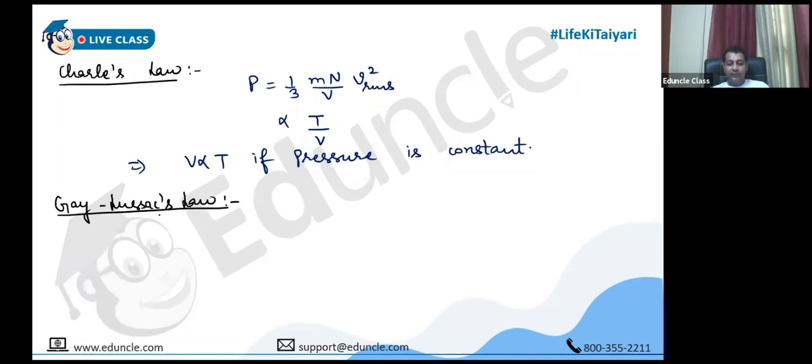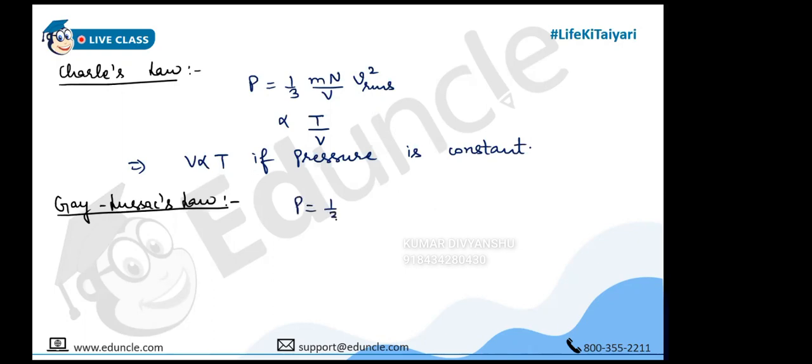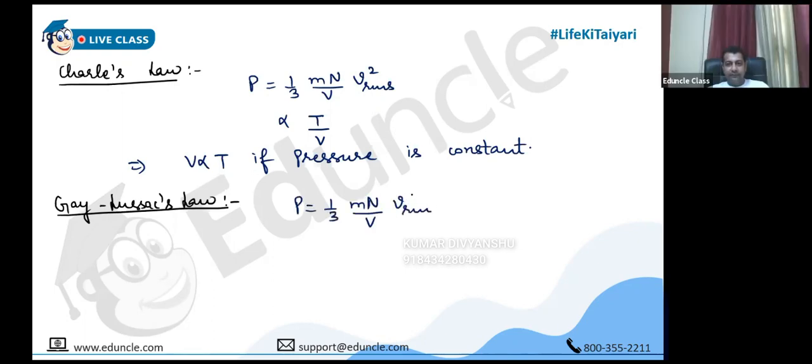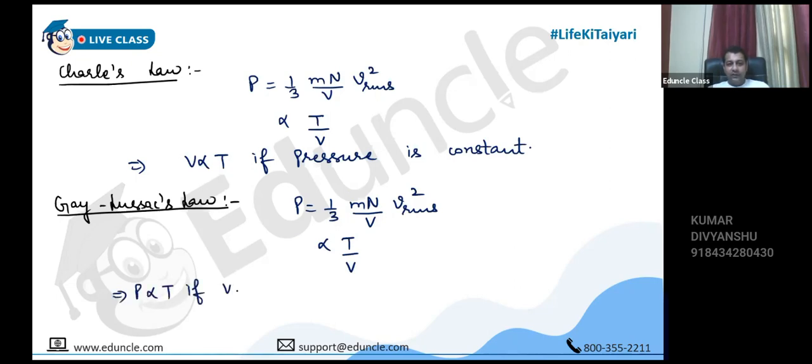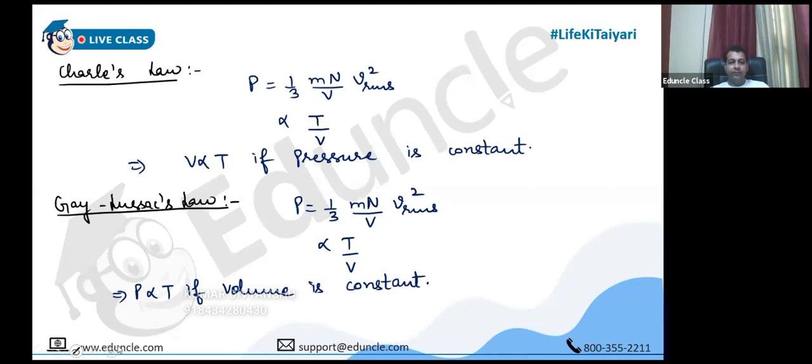Next was Gay-Lussac's law. What was Gay-Lussac's law? Pressure is directly proportional to T. So again, we can write the same expression. So P is directly proportional to T if volume is constant. This was Gay-Lussac's law. Please check.